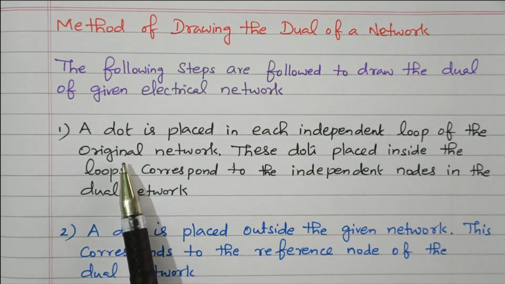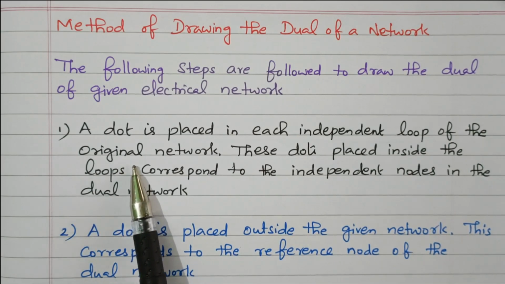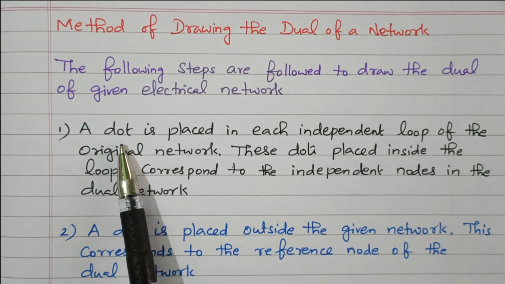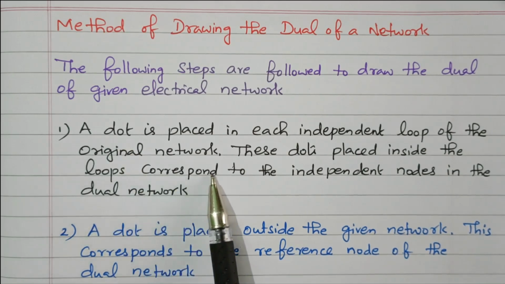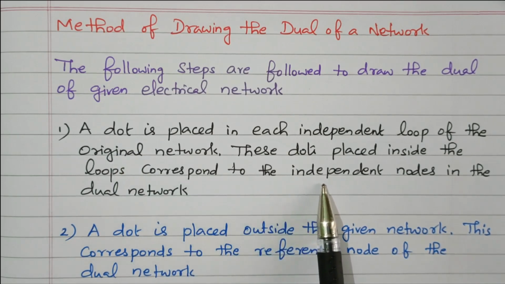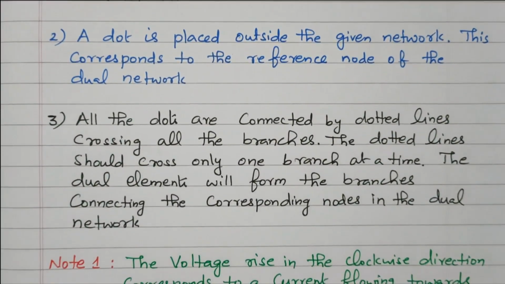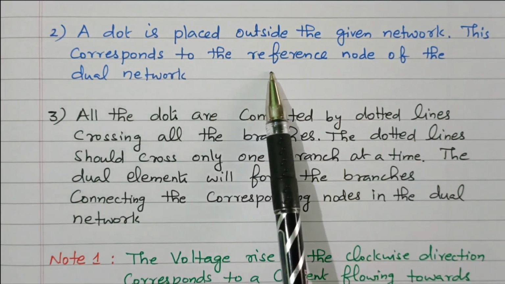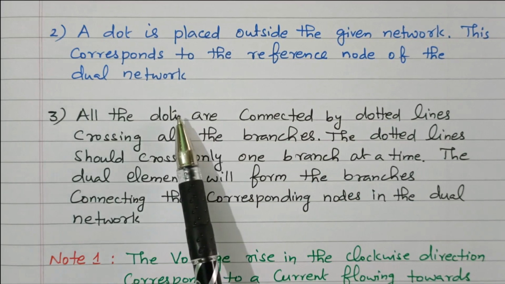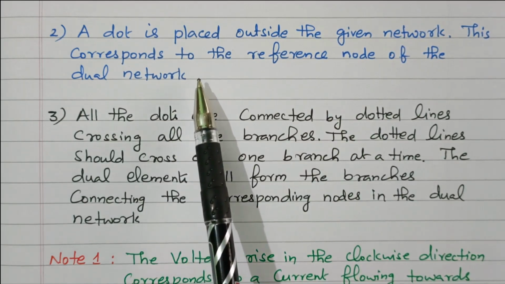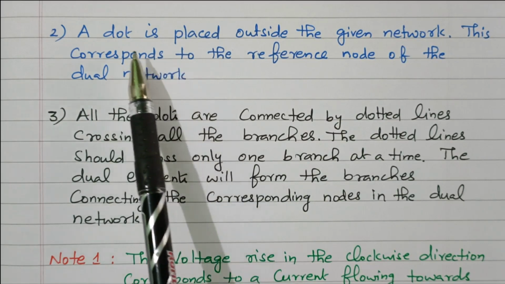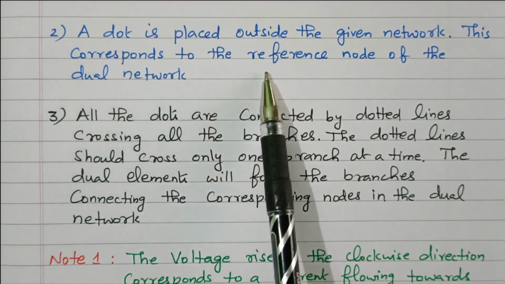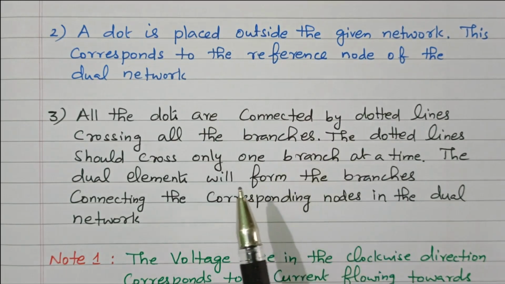So the first step is we need to identify what are the loops available. For every loop we need to place the dot inside the circuit. We need to place the dot for every individual loop. That is very similar to the node in the dual network, right? So the second step is a dot is placed outside the given network. This corresponds to the reference node of the dual network. So for every loop we place the dot inside the network. One dot is placed outside the network, that is called the reference node of the dual network.